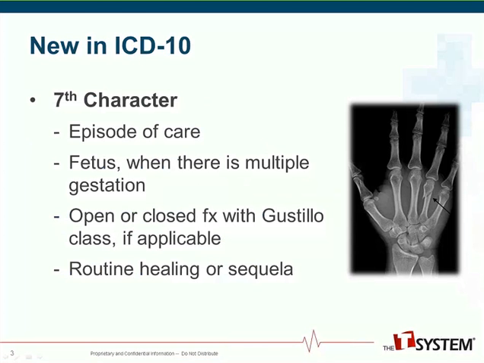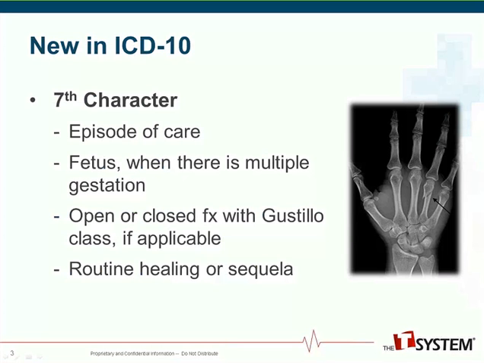So one of the things that is new for ICD-10-CM is the addition of a 7th character. In ICD-9-CM, we had a maximum of 5 digits. If anybody's been paying attention to ICD-10-CM, that has been expanded to 7 alphanumeric characters, and that 7th character, or the last character, if it's applicable to a code, can indicate the episode of care, and it can indicate the fetus if there's a multiple gestation. It can indicate that there is an open or closed fracture, and if it's an open fracture, it indicates the Gustilo class, if that's applicable.